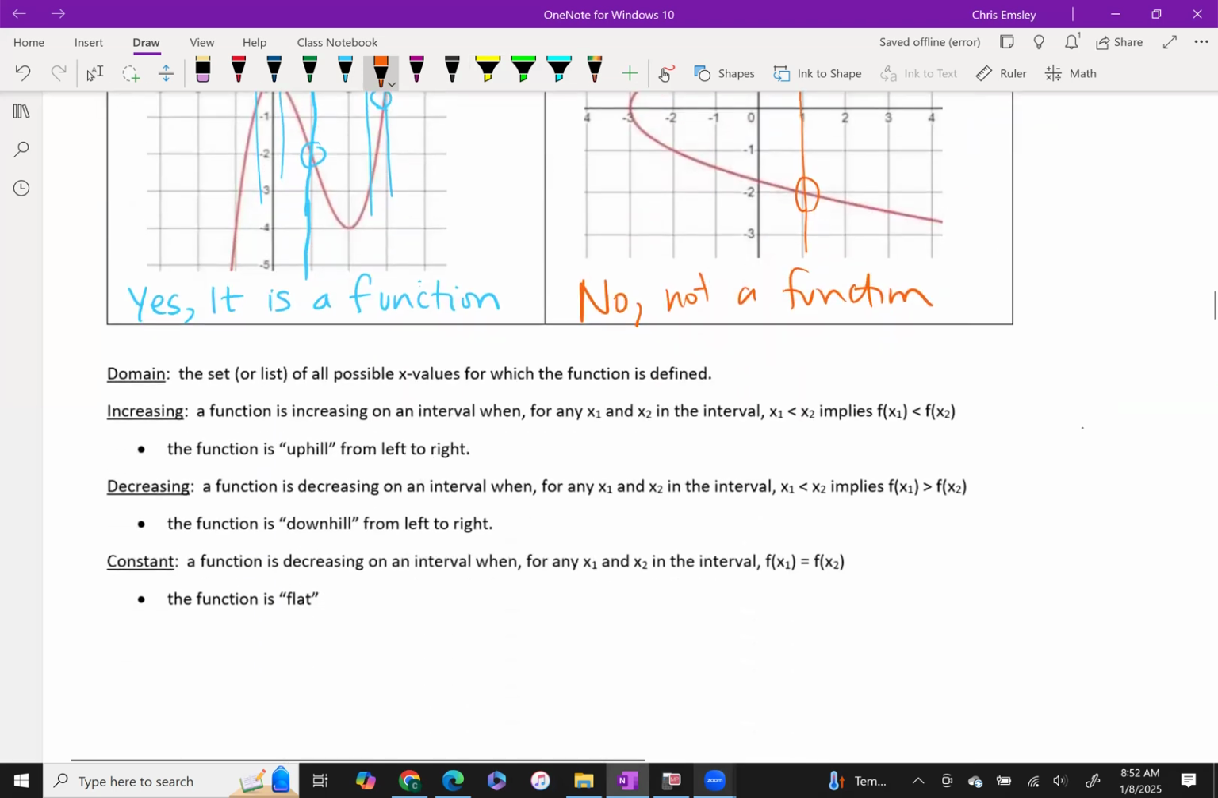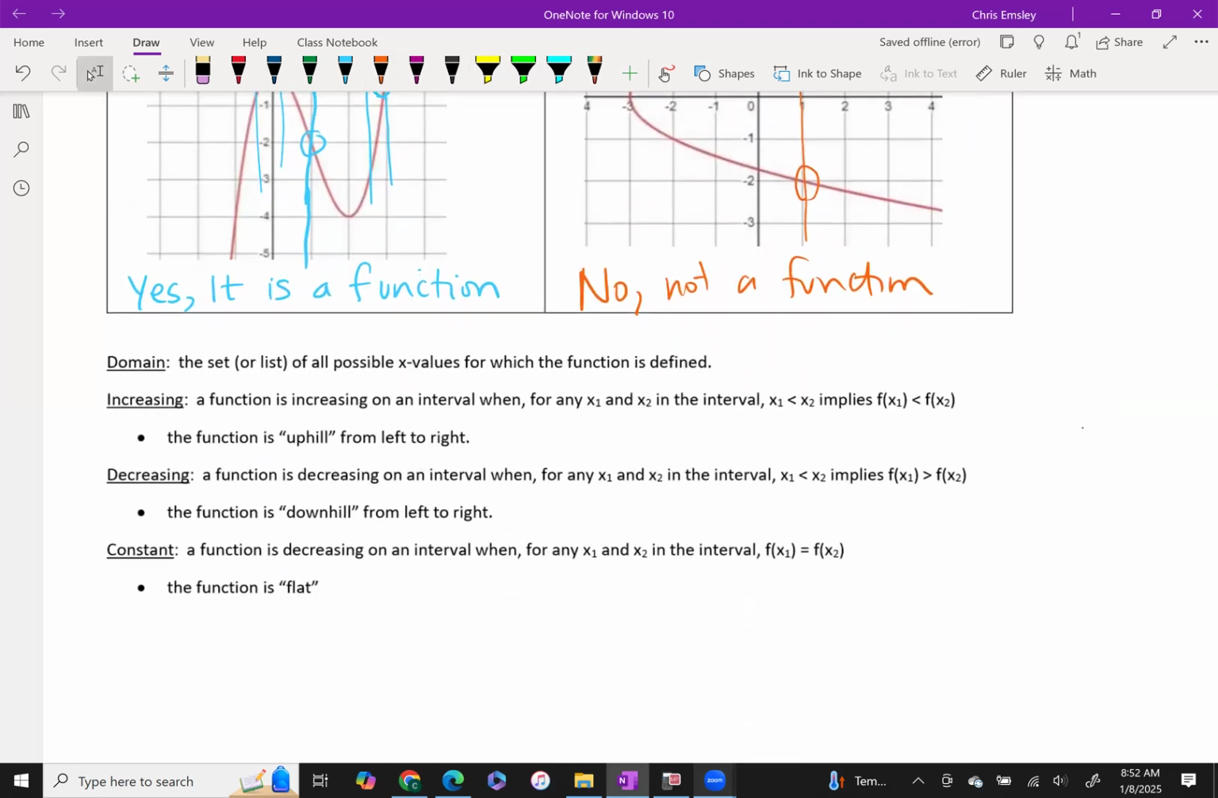Domain, when we're talking about functions, is the set or the list of all the possible x values for which the function is defined. Okay, domain, all x values where our function is defined. I think we've seen that definition before, but we do have a couple new things we're going to look at here too with functions. A function can be increasing, decreasing, or constant. And for each of those, we have a mathematical definition, and then I wrote underneath the intuitive definition.